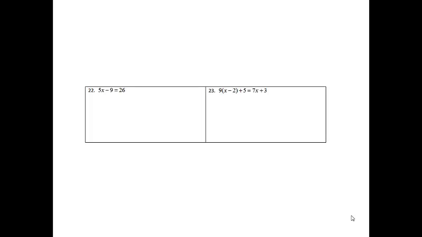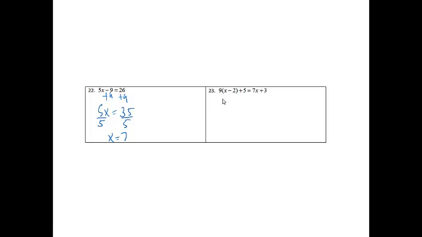Great, solving 5x minus 9 equals 26. To solve this for x, we are going to first of all add 9 to both sides. So I'm going to get 5x equals 35, and then to get rid of the 5, we're going to divide both sides by 5, and I will get x equals 7.